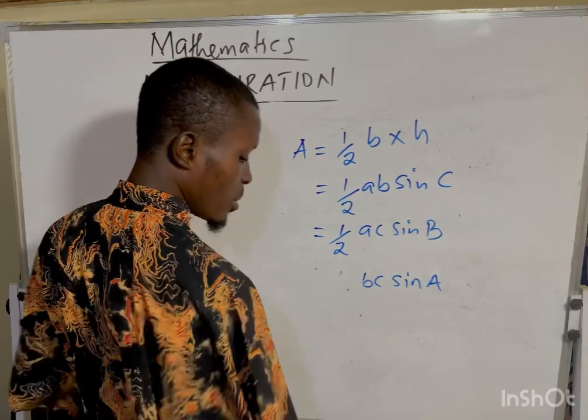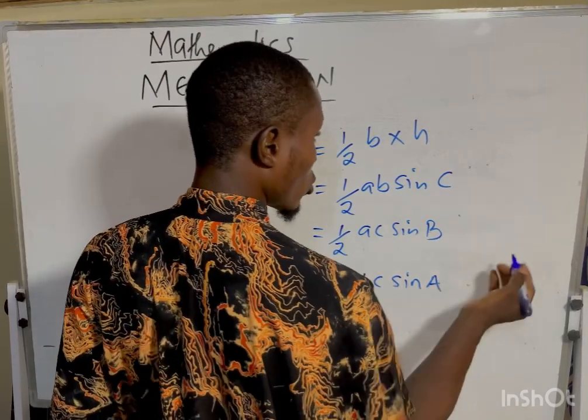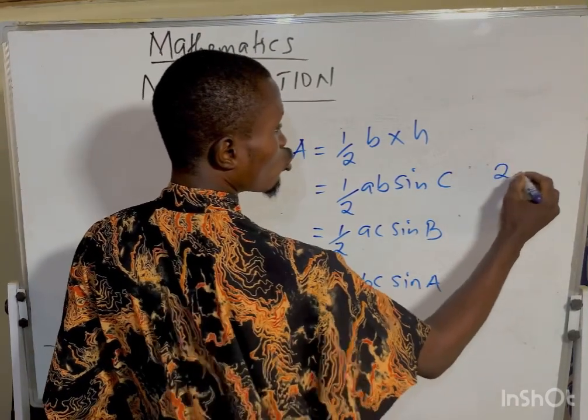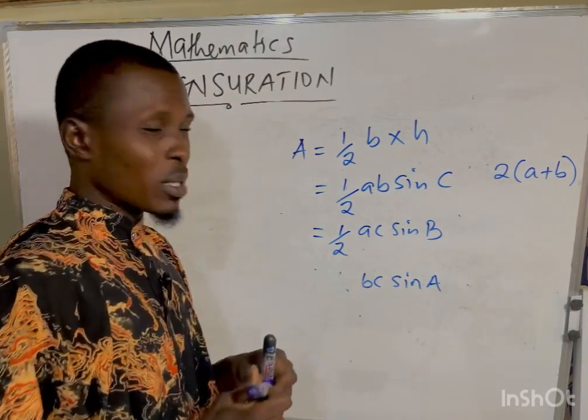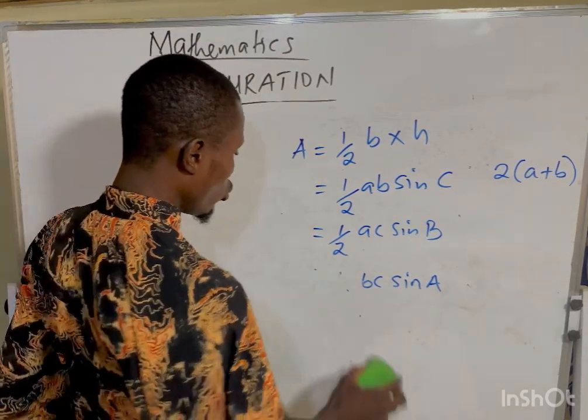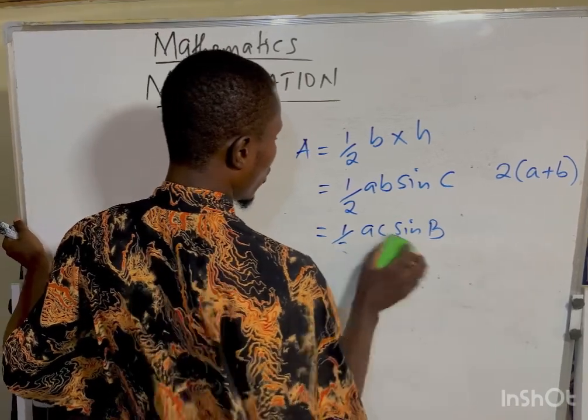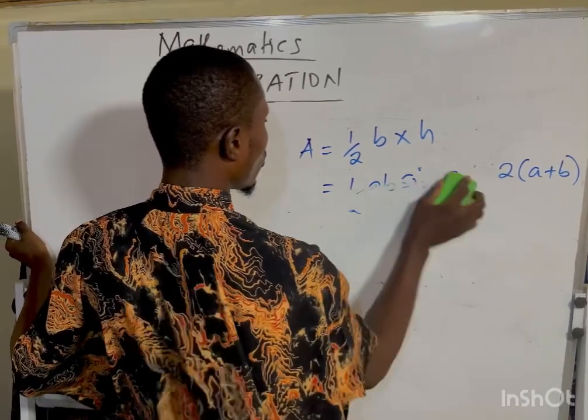Lest I forget, the perimeter of a parallelogram, just like that of a rectangle, is 2 bracket A plus B. These are basic formulas that we should know. We just need to recall them to help us as we go deep into this topic.